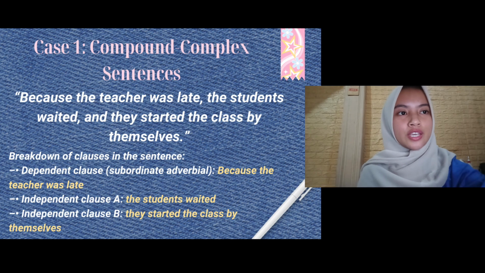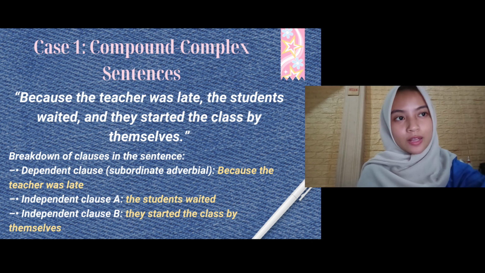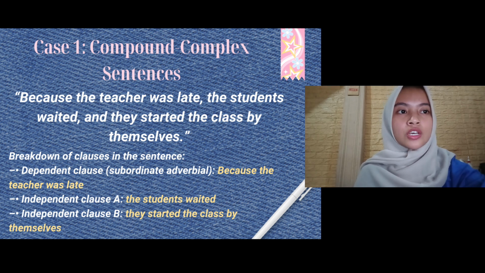Now, let's look at the case study. The sentence is: "Because the teacher was late, the students waited and they started the class by themselves." The sentence includes one dependent clause, "because the teacher was late," and two independent clauses, "the students waited" and "they started the class by themselves." Therefore, it qualifies as a compound-complex sentence.